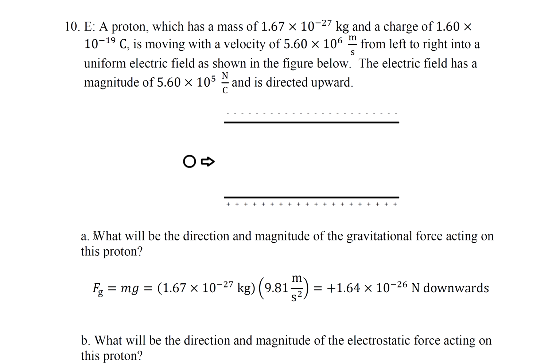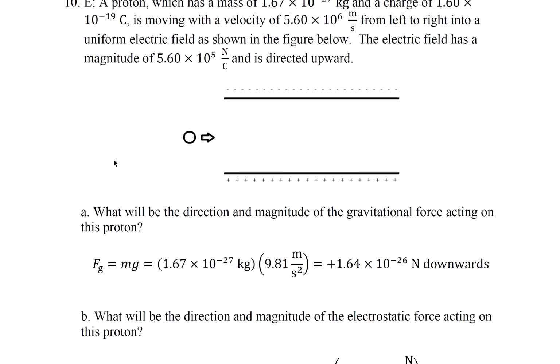Question 10. A proton, which has a mass of 1.67 times 10 to the minus 27 kilograms and a charge of 1.6 times 10 to the minus 19 coulombs, is moving with a velocity of 5.6 times 10 to the 6 meters per second from left to right into a uniform electric field as shown in the figure below. The electric field has a magnitude of 5.6 times 10 to the 5 newtons per coulomb and is directed upward, as you can see. So, if this object is positively charged, it's going to curve upward.